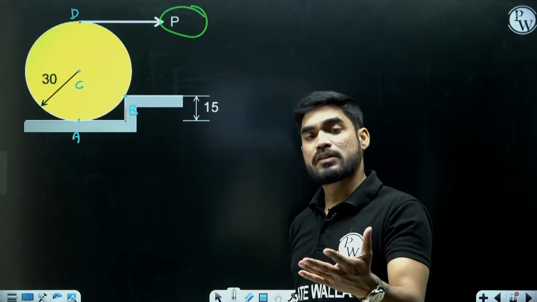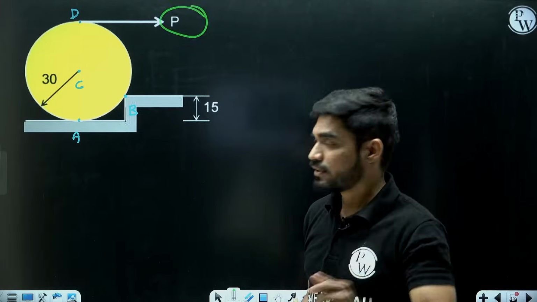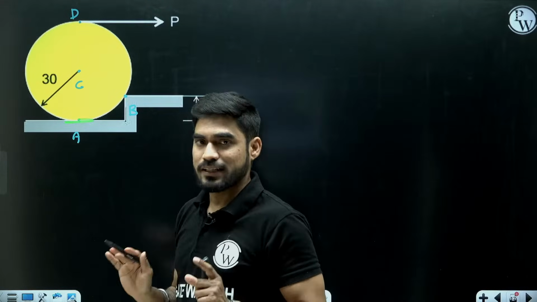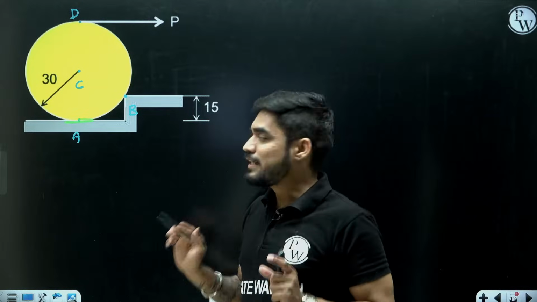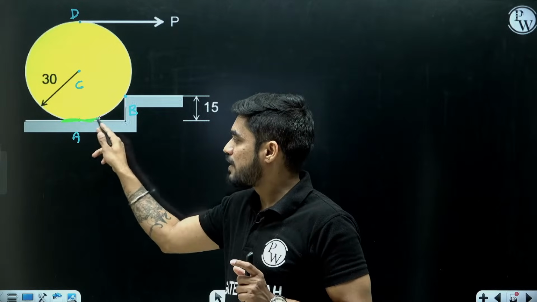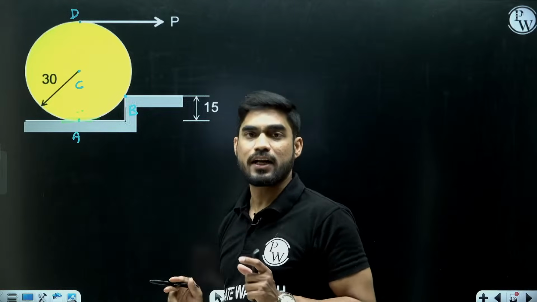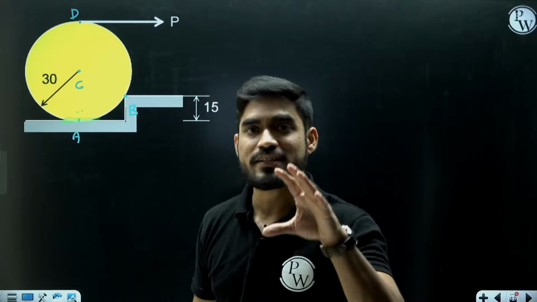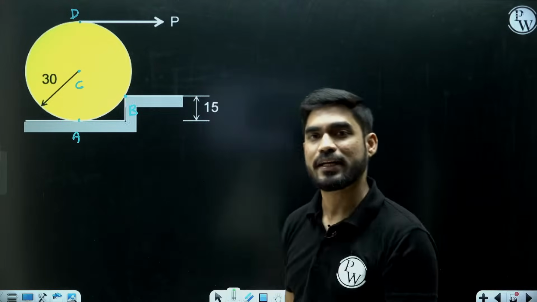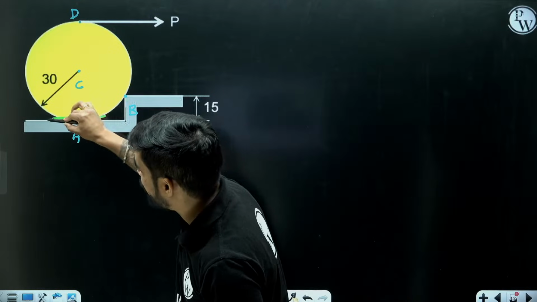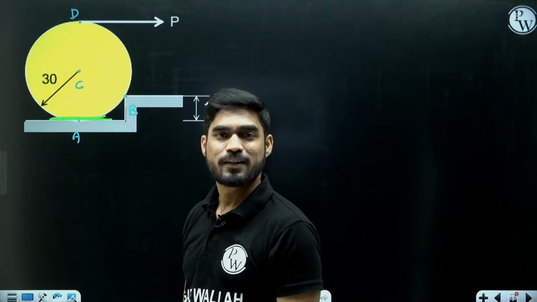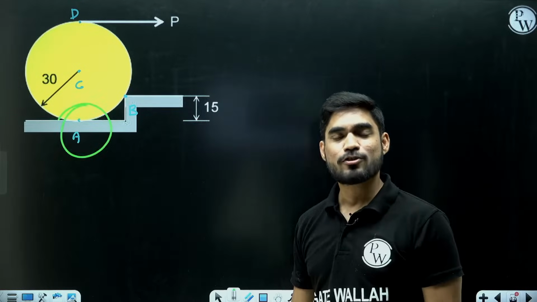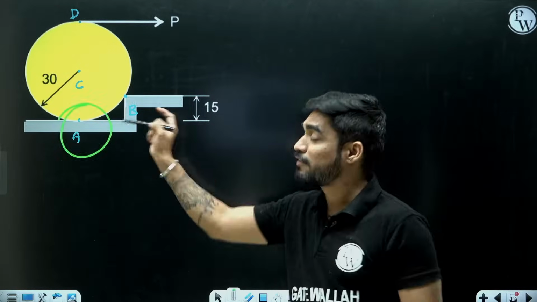How will you know that the roller is just about to start? When it will start lifting from this point, right? Till then it will not move, until and unless this surface loses contact from the roller, it is not going to move. So at the point when it is just about to start moving, it will lift off from this surface. It will lose contact from this point. So assume that condition and draw the free body diagram.